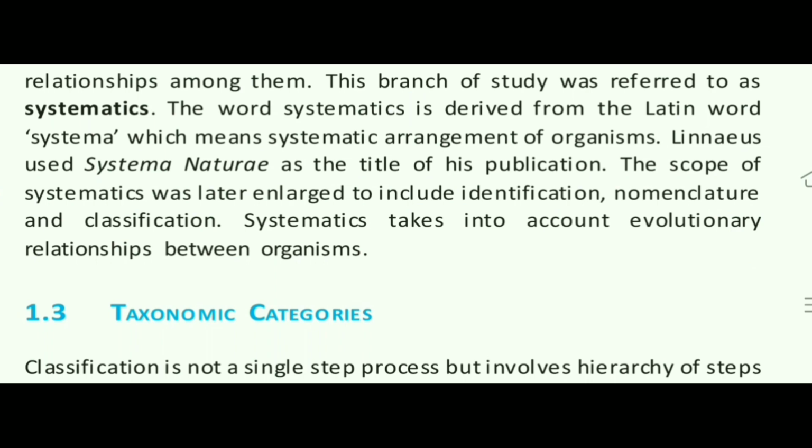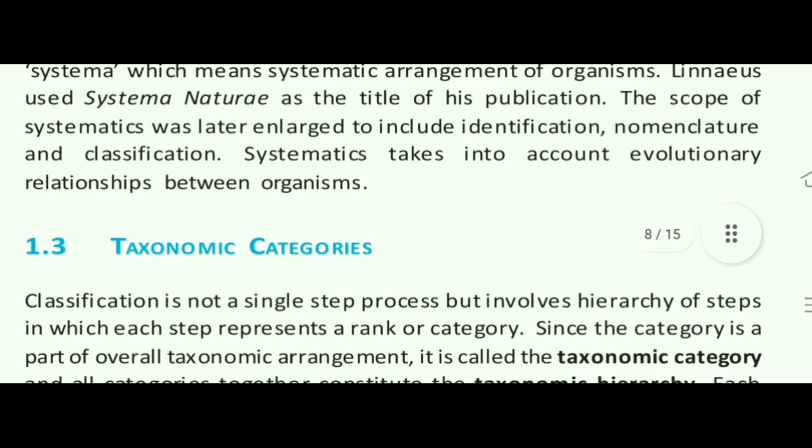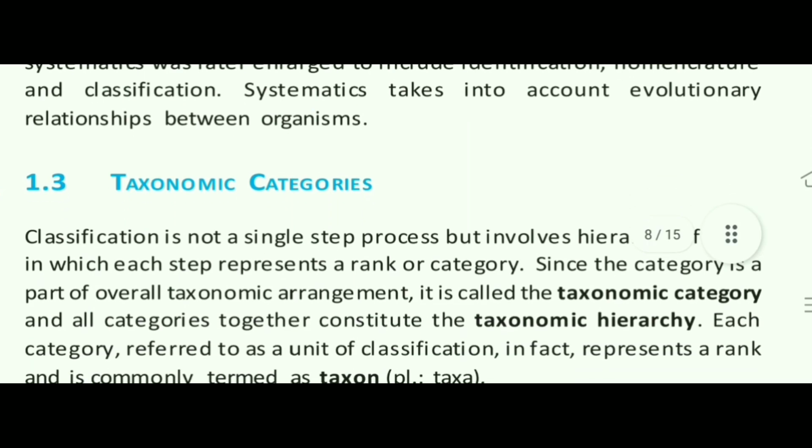This branch of study was referred to as systematics. The word systematics is derived from the Latin word systema, which means systematic arrangement of organisms. Linnaeus used Systema Naturae as the title of his publication. The scope of systematics was later enlarged to include identification, nomenclature, and classification. Systematics takes into account evolutionary relationships between organisms.